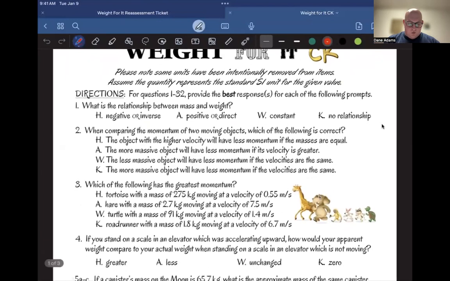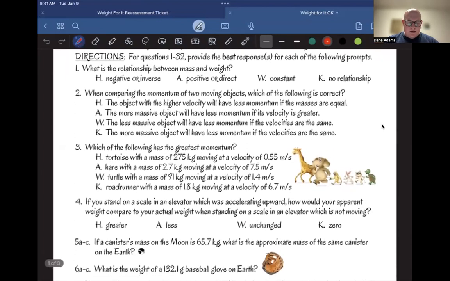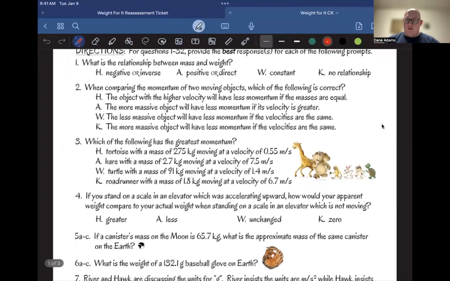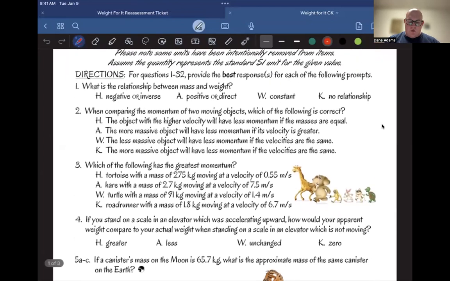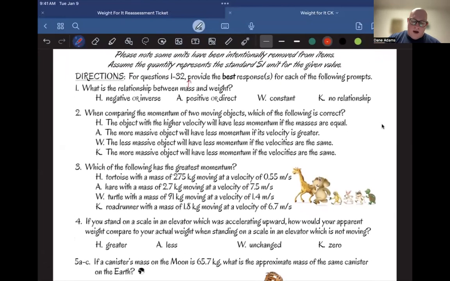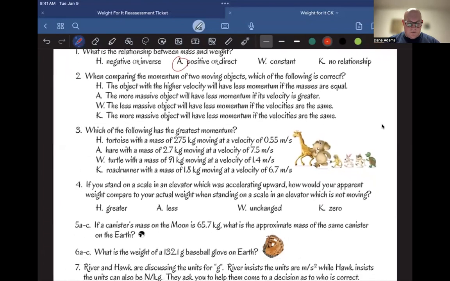Number 1 says, what is the relationship between mass and weight? Okay, we have measured it in class. We've measured mass and weight many times, and we know that if something has more mass, then it also has more weight, which means that this is a positive or a direct relationship.